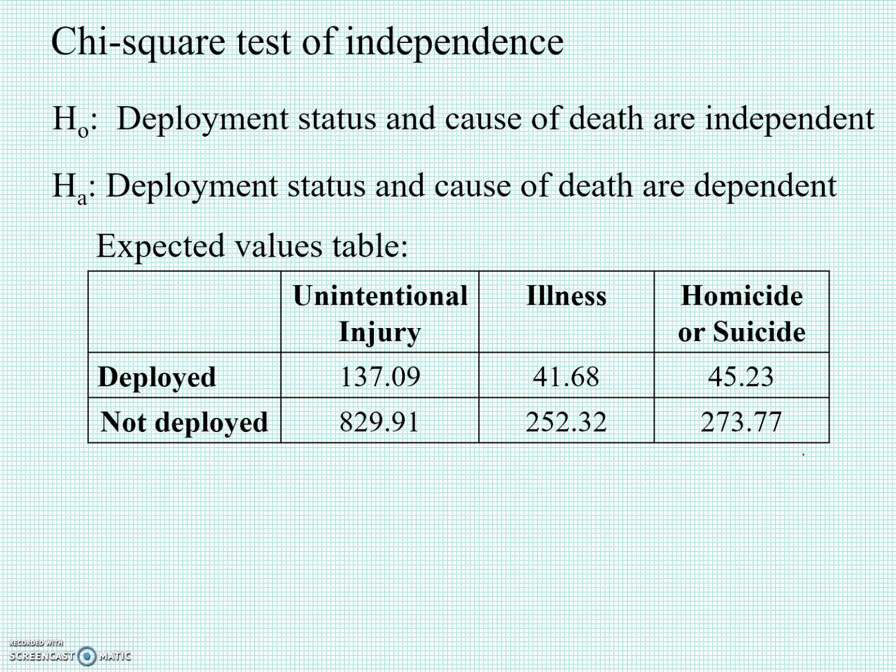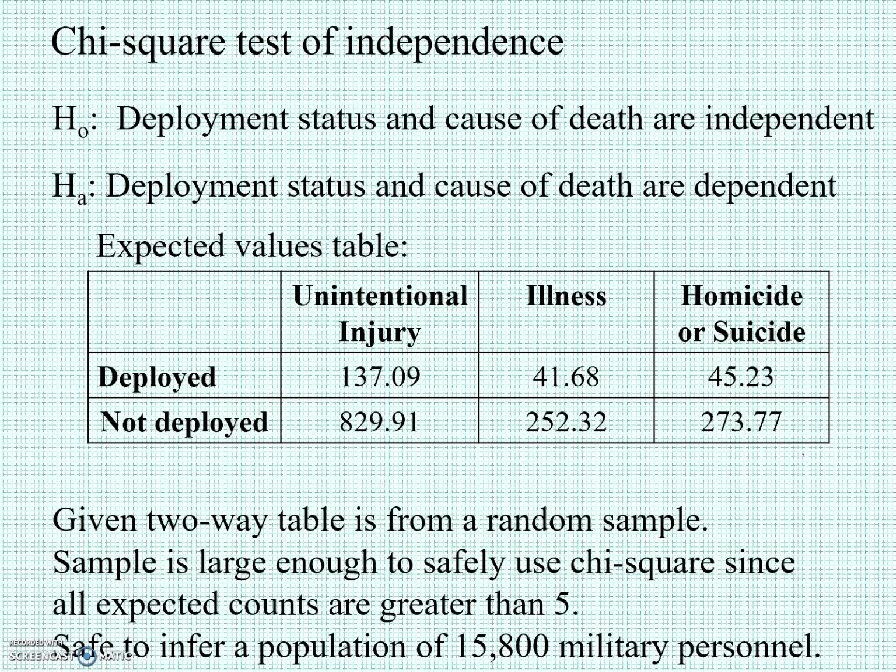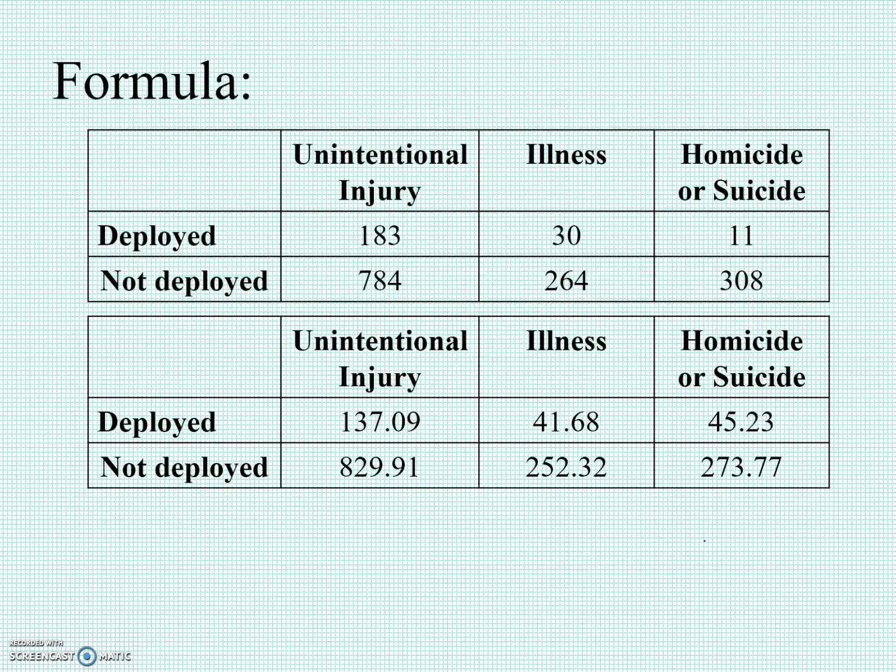So I'm going to check through my other conditions real quick. Let's see. I was given a two-way table, and it was from a random sample. They gave me that, so we're good there. My sample was large enough to use a chi-square test since all my counts are greater than 5. And we are going to say that there's a population of at least 15,800 military personnel for independence. We can make that assumption.